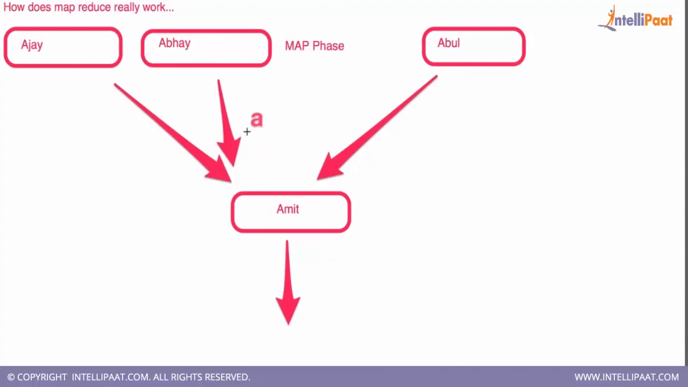At 10 o'clock, everybody is done with the work. When you push everything to Amit, that is called shuffle. And Amit will consolidate everything. Don't worry how that works, that is sort. We will see what is sort. And finally, Amit will do the whole thing, and that is called reduce.